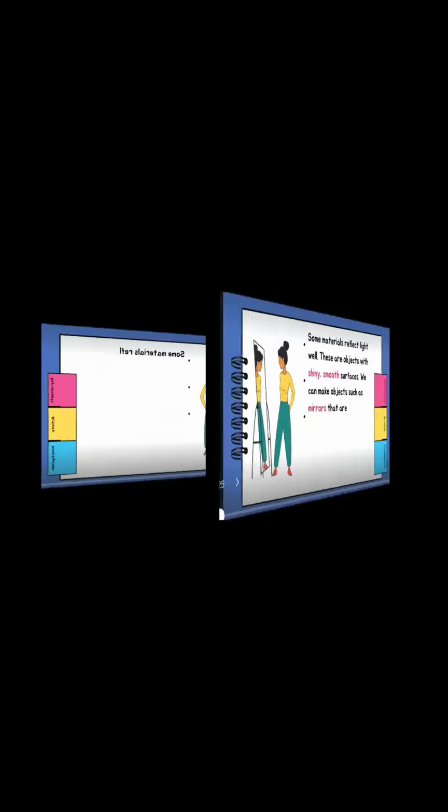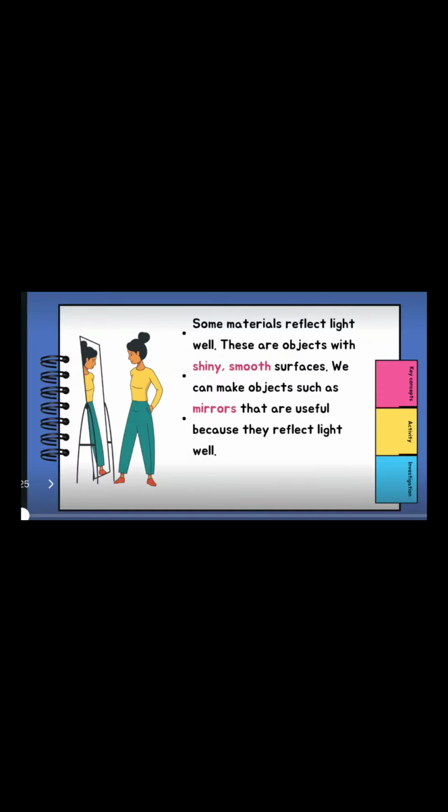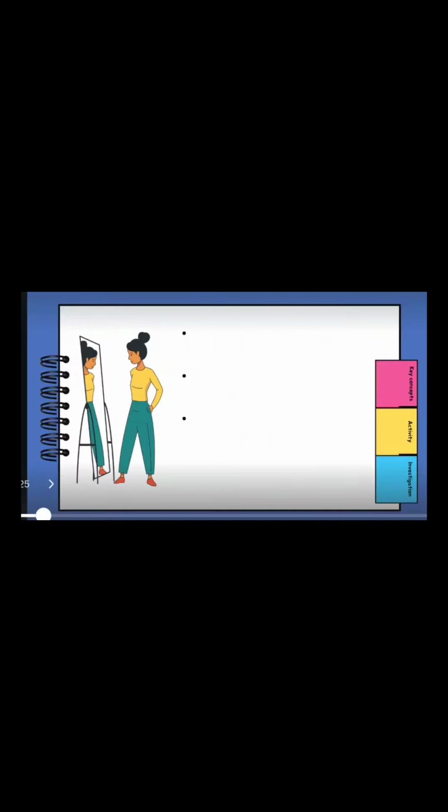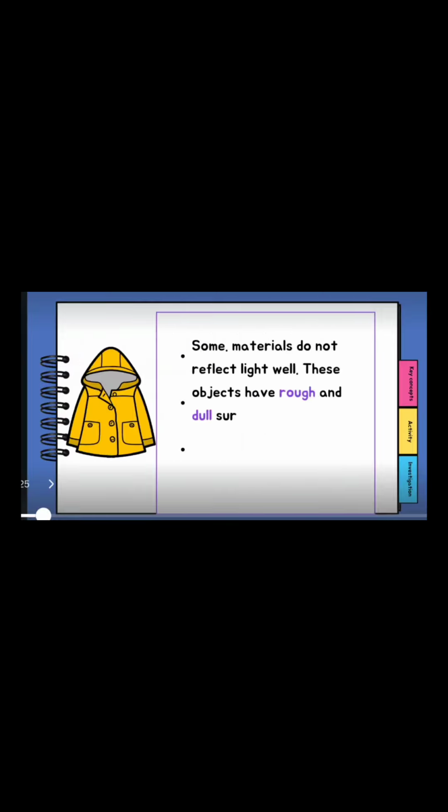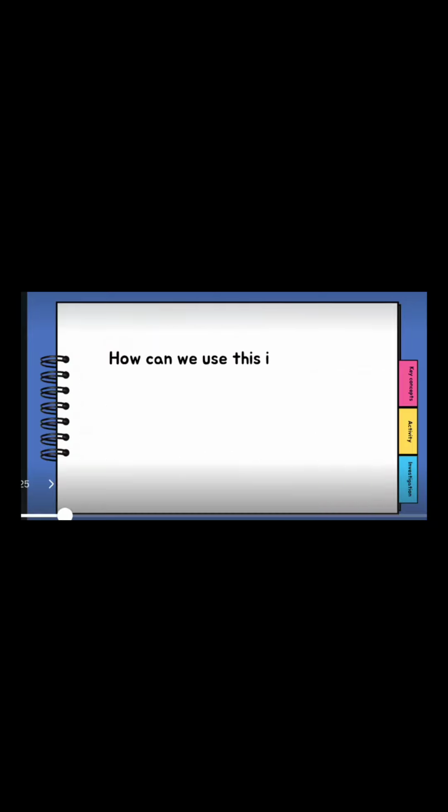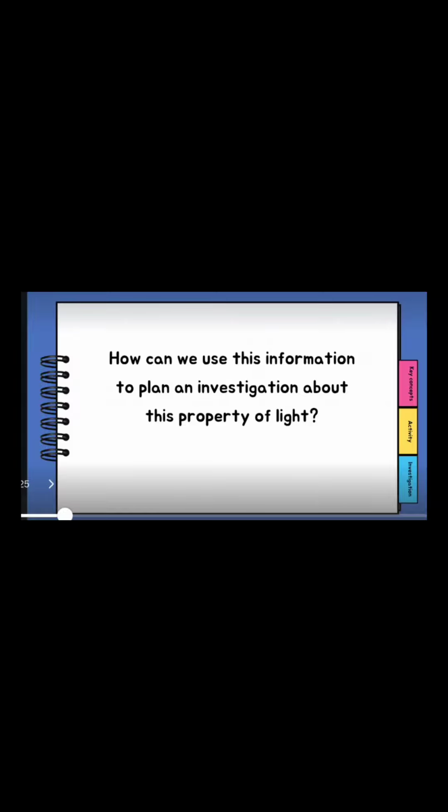Some materials like mirrors or polished metals reflect light very well. These shiny surfaces allow us to see clear images. Other materials with rough or dull surfaces scatter light in many directions. Now with this information, can you tell me the property of light?